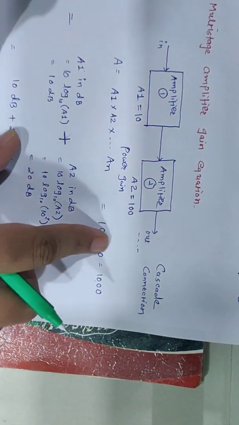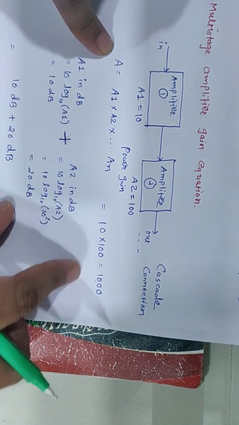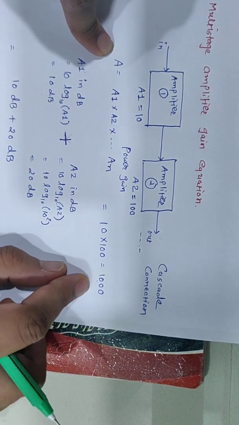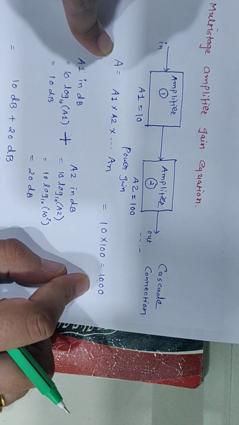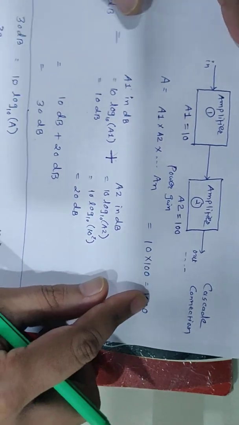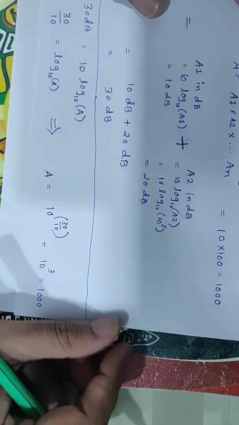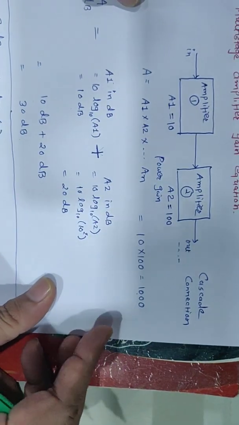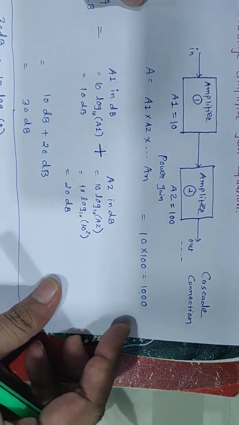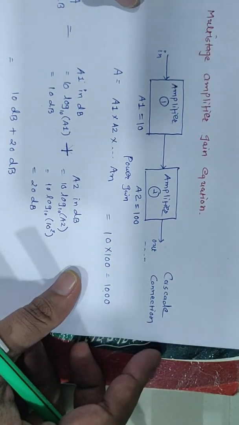As we calculated, A from the normal equation is the multiplication of the gain of each stage. So both ways the equation is correct. So what we have seen from this particular lecture is the following.